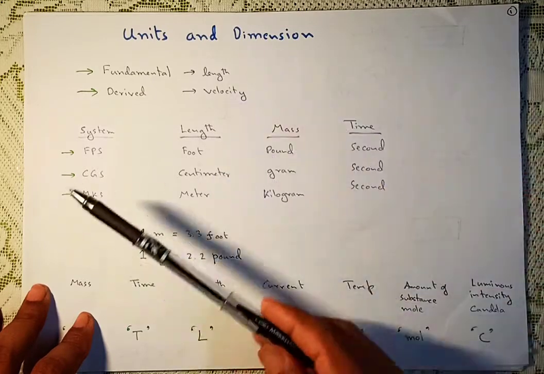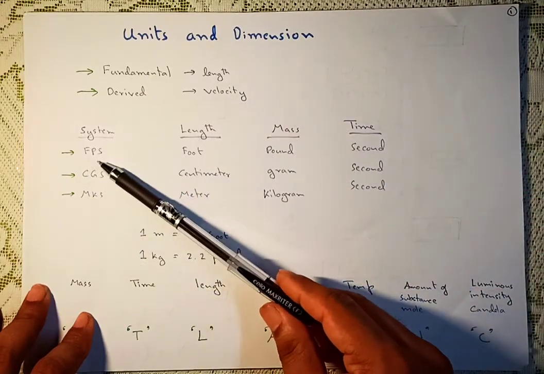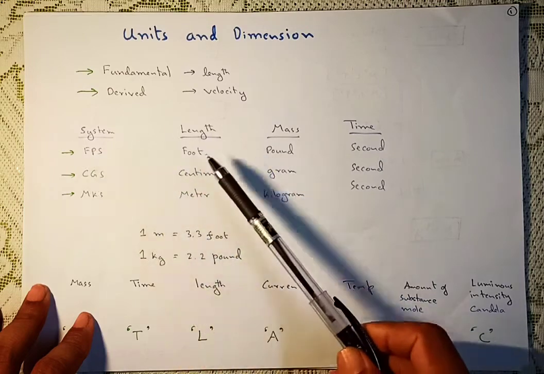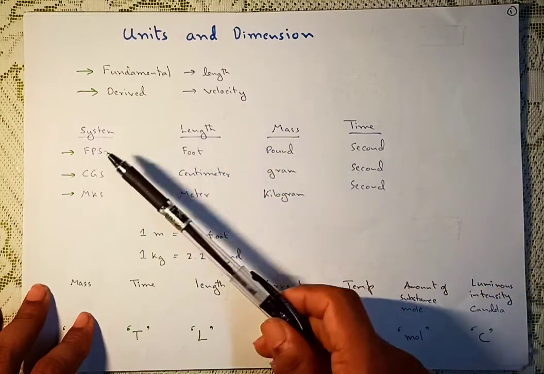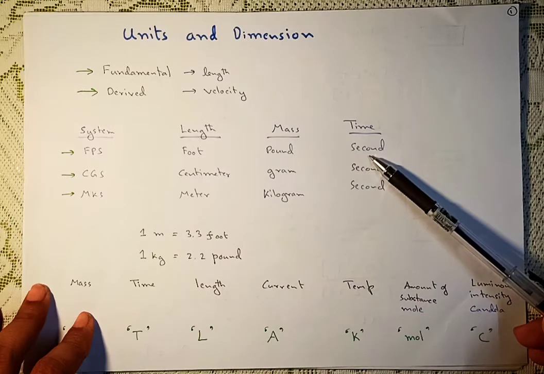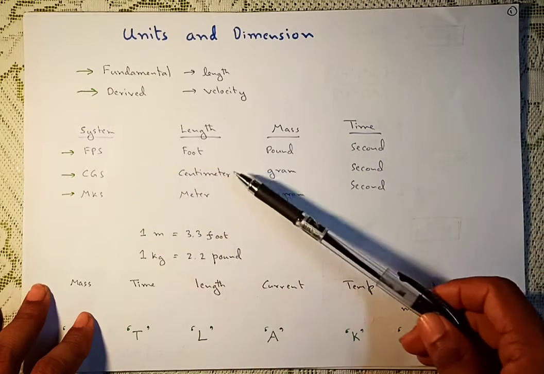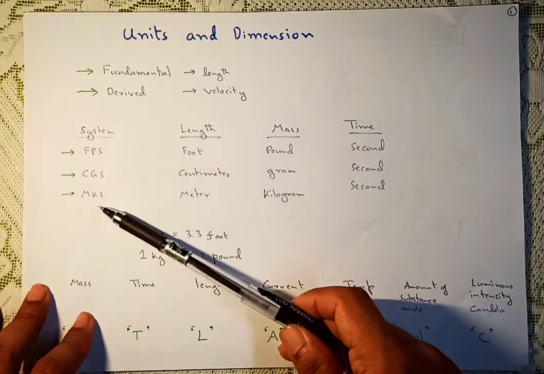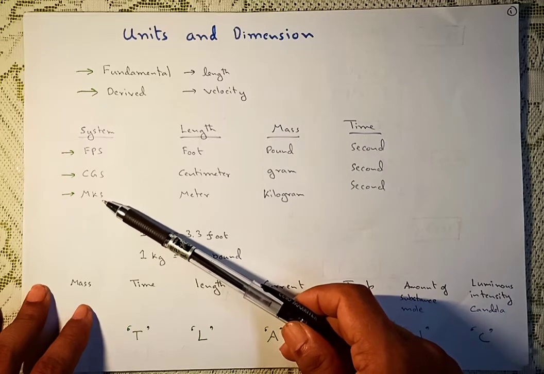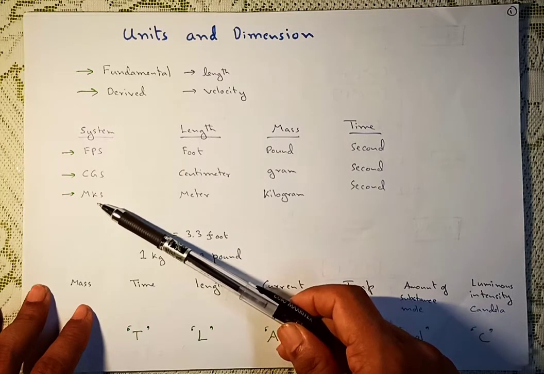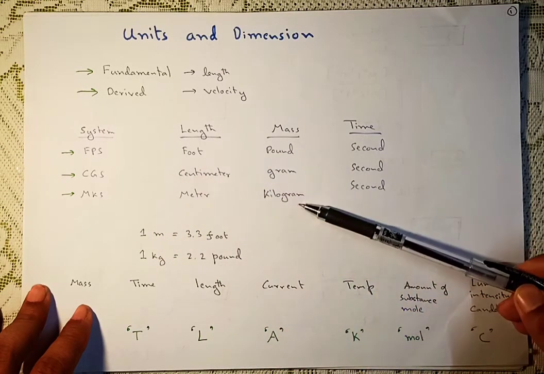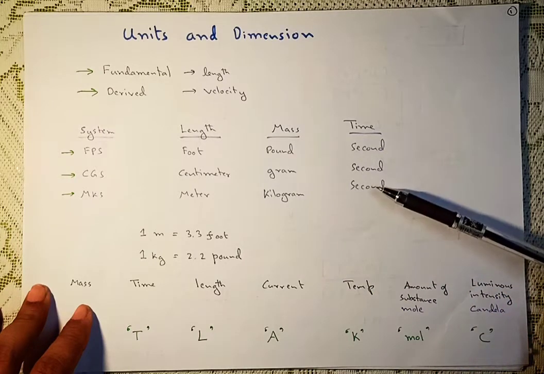So there are three types of system. You have the FPS system. F stands for foot, P stands for pound, S stands for second, and CGS is centimeter, gram, second. MKS, the famously used type of system, is MKS, where we use meter, kilogram and second as time.